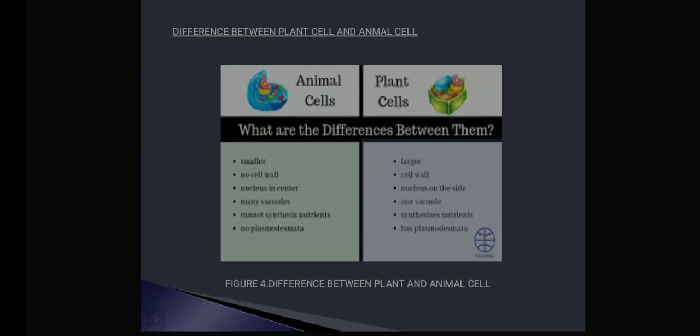Coming to the difference between plant cells and animal cells, animal cells are smaller when compared to plant cells, and the cell wall is absent in the animal cell and present in the plant cell. The nucleus is in the center in the animal cell, and in the plant cell the nucleus is on the side of the cell. Many vacuoles are present in the animal cell, and only one vacuole is present in the plant cell. Animal cells cannot synthesize their nutrients, while plant cells can synthesize their nutrients on their own. Animal cells do not have plasmodesmata, and plant cells have plasmodesmata.